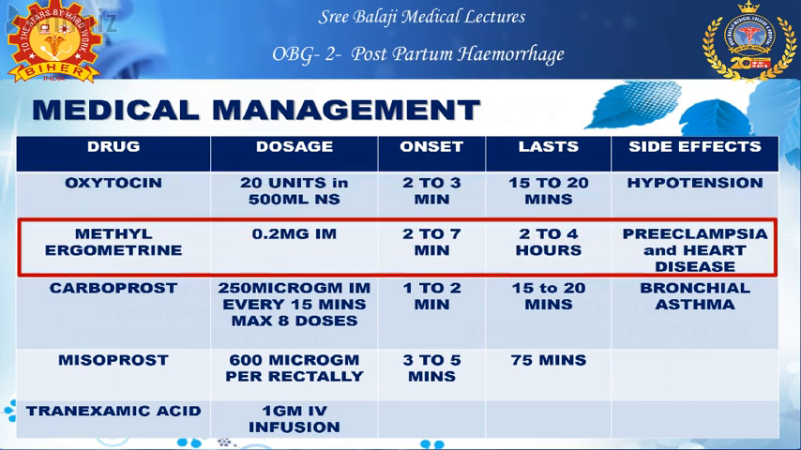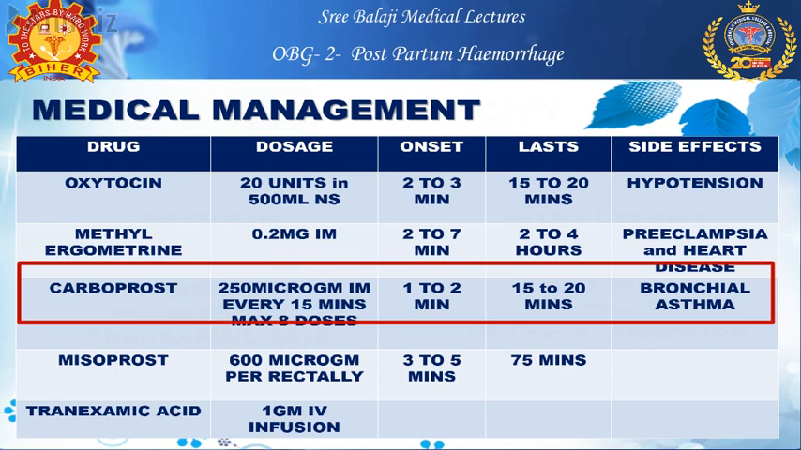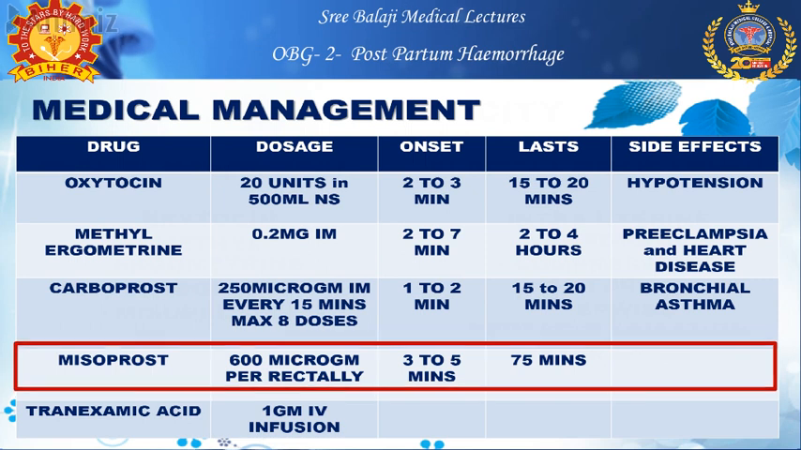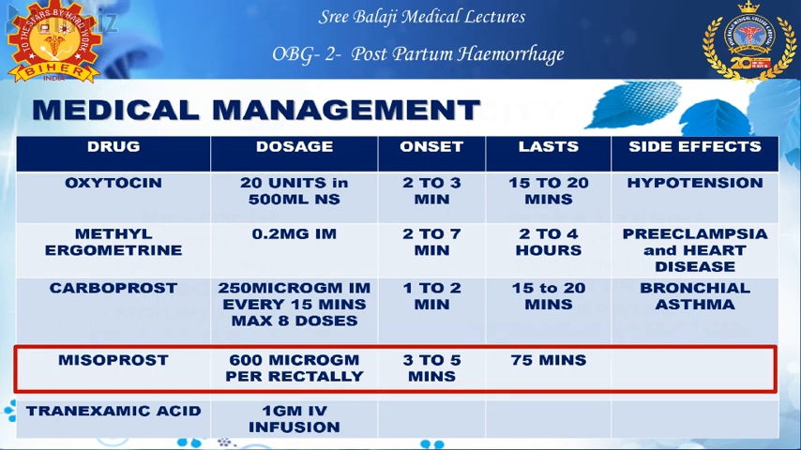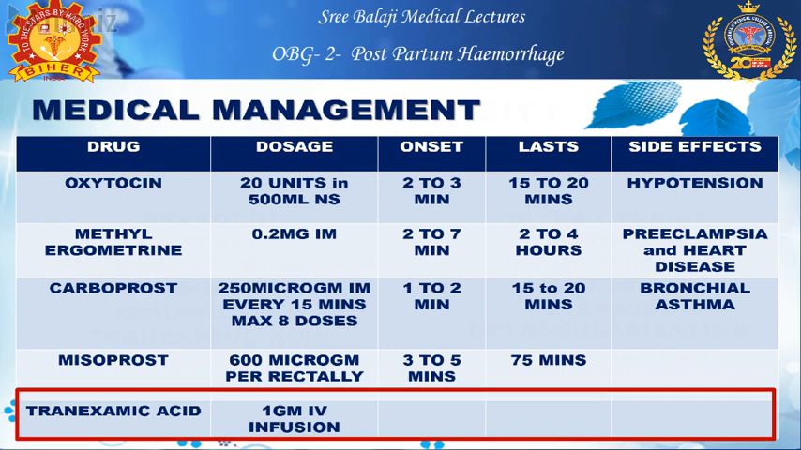Methylergometrine 0.2 mg IM to be given. It is contraindicated in preeclampsia and heart disease. Carboprost 250 microgram every 15 minutes is to be given. Maximum of 8 doses can be given. It is contraindicated in women with bronchial asthma. Misoprostol 800 to 1000 microgram is kept per rectally. Tranexamic acid 1 gram IV infusion is given.